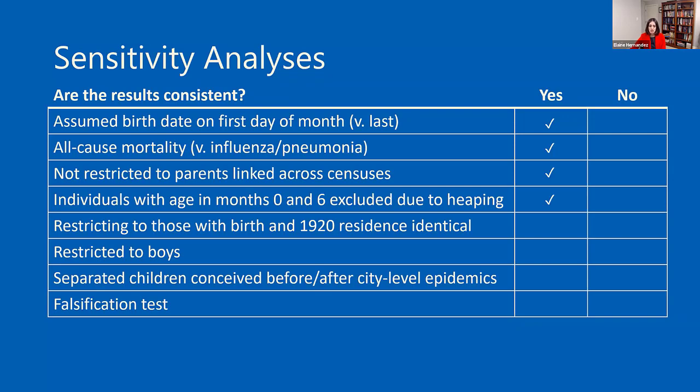One of the other concerns is that individuals may have been born in a city but then lived in a different location in the 1920s, so perhaps their place of exposure differed. So we're concerned about this kind of migration occurring early in life. In fact, when we restrict to those whose birth and residence were identical, we found similar results. Some of these processes can differ by sex, and so after we restricted this to boys, our results were substantively the same.